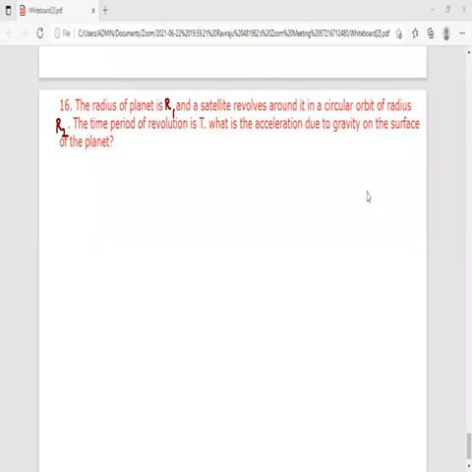The radius of a planet is R1 and a satellite revolves around it in a circular orbit of radius R2. Please, we should not confuse the symbols here. The radius of the planet is given as R1, and a satellite revolves in a circular orbit of radius R2. The time period of revolution is T. What is the acceleration due to gravity on the surface of the planet? That is the question.